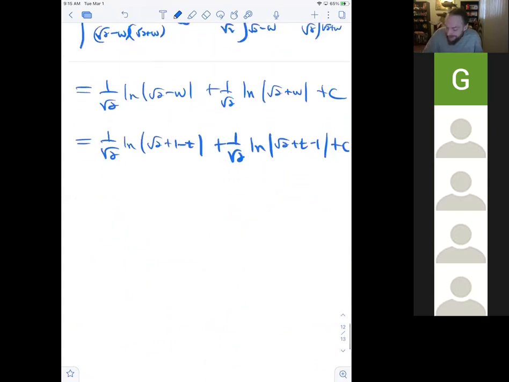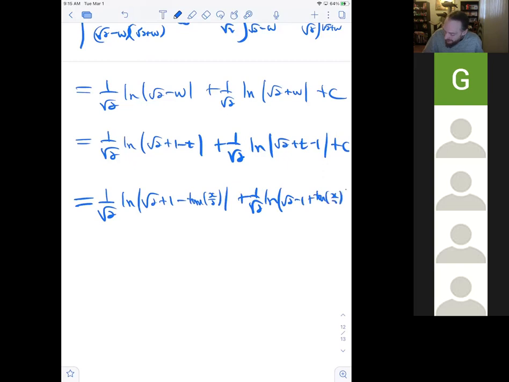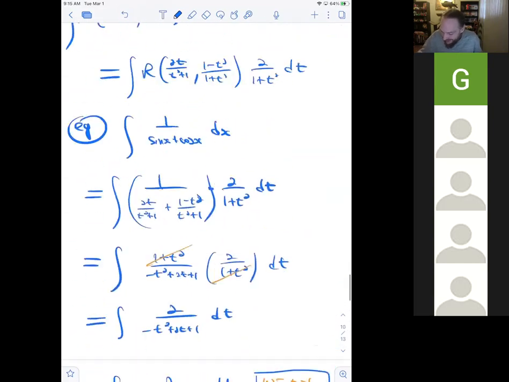And what was t? t was tan of x over 2, so this becomes 1 over root 2 times the natural log of root 2 plus 1 minus tan of x over 2, plus 1 over root 2 times the natural log of root 2 minus 1 plus tan of x over 2, plus C. Nobody said it would look nice, but this is the idea of partial fraction decomposition once we have Weierstrass substitution.